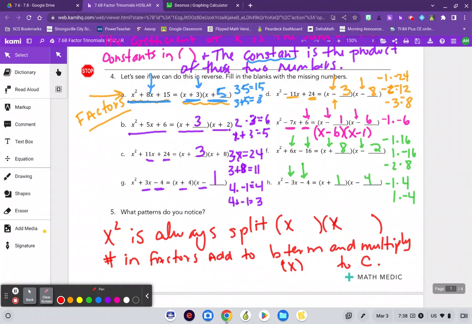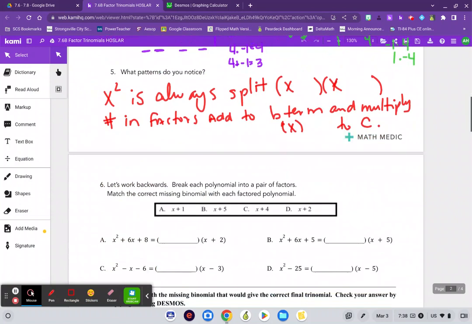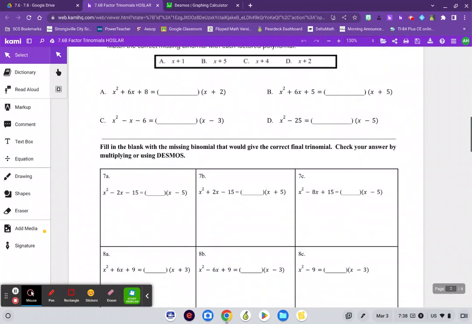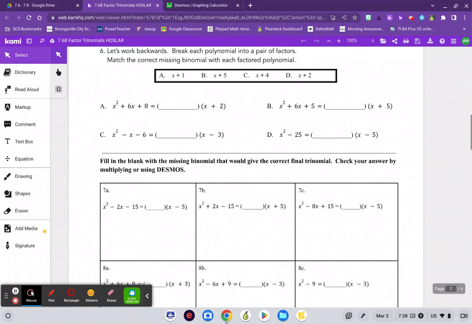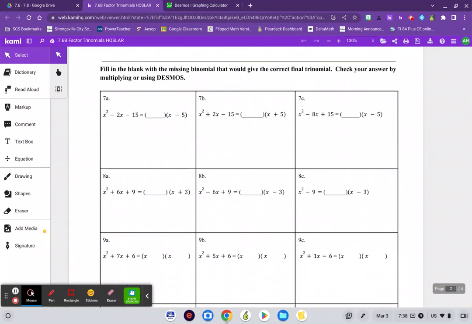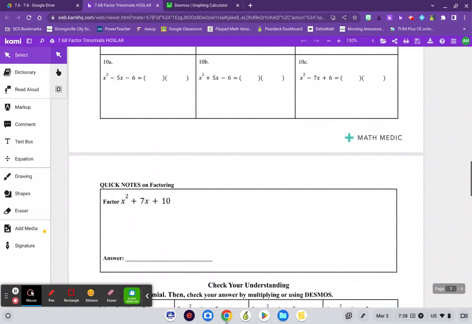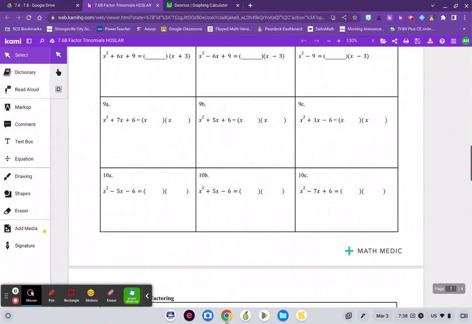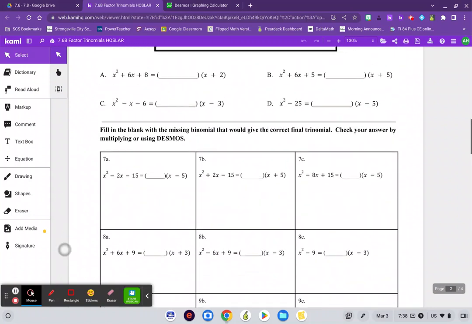All right. So I'm going to give you a chance to work through this page here. On this page, you have a box for some matching. You also get to fill in some groups down here. I'm just going to talk about one of these with you and how we would check it on Desmos. And then I'm going to go ahead and fill out this quick notes box with you and then give you a chance to try some things on your own.